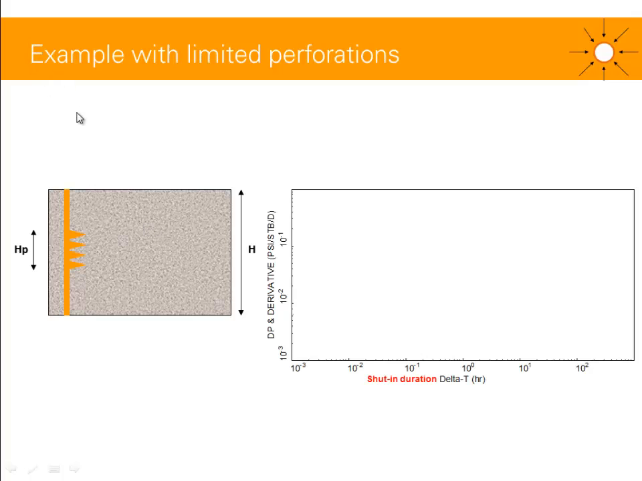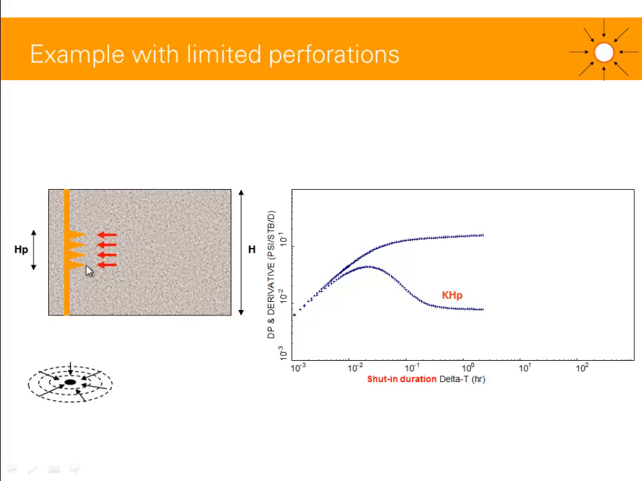Right, let's have a look at an example with limited perforation. So this is a vertical well, limited perforation here, with perforation height equal to hp, and a reservoir with a net reservoir thickness equal to h. So intuitively, near the wellbore, you might expect a radial flow regime across this perforation height. Okay, so radial flow regime, then we'll expect a stabilization on your derivative plot. And this stabilization is going to be indicative of khp, the permeability times the perforation height.